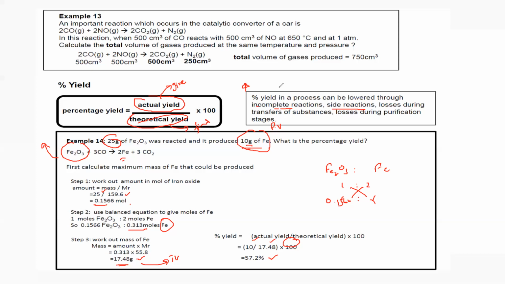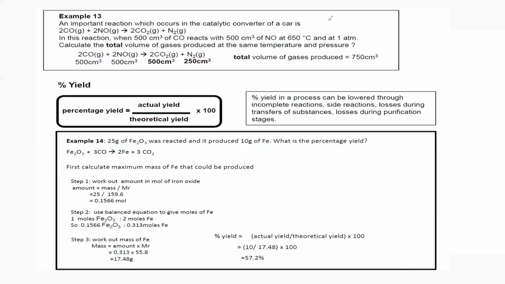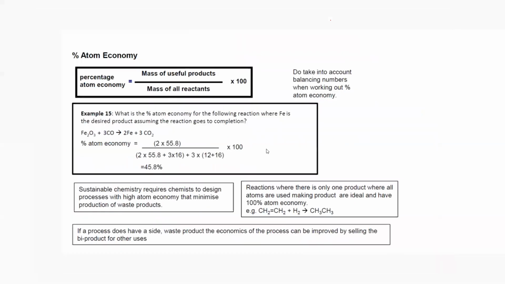So these are the possible reasons why we have a lower yield of iron, as we have 25 grams of iron(III) oxide. Is it clear? This is the discussion of the reasons why a percentage yield might not be 100%, and why it will be less than 100%. So you have to keep these reasons in mind.